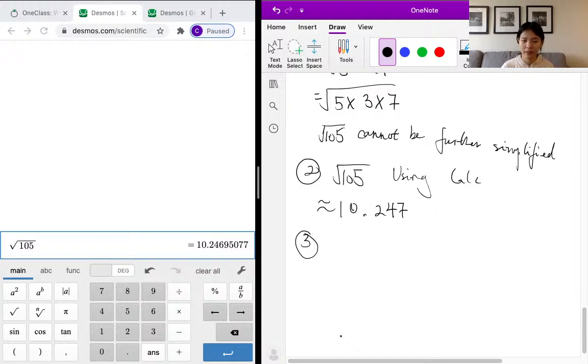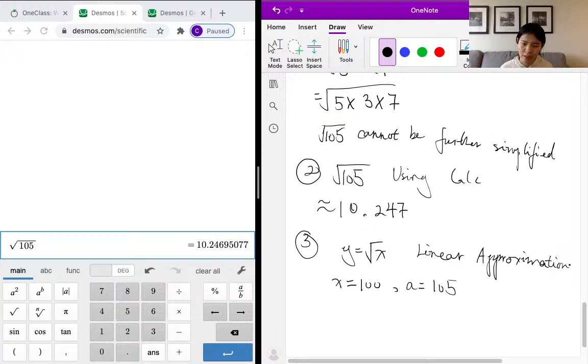For example, perhaps you can use linear approximation. You can have a function y equals the square root of x, and you can use x equals 100 to approximate, and you use a equals 105. I'm not going to do the entire process, but basically you can use linear approximation to approximate the value of the square root of 105 by hand. It is actually quite accurate, usually in most cases.